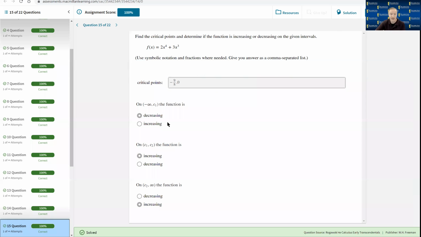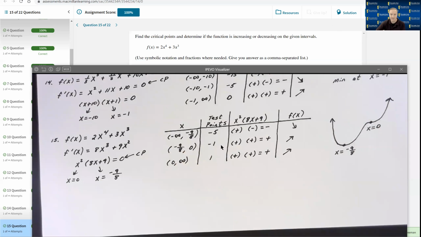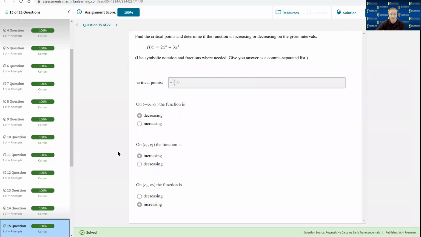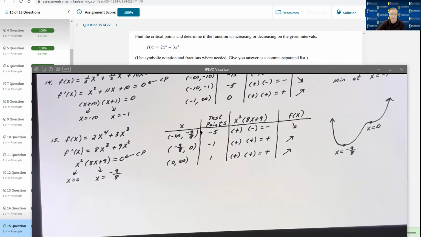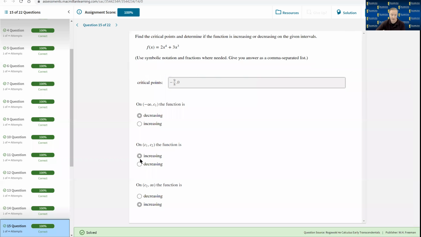Now, if I look at this question and all the things, notice they go back to having you list all critical points right there. And then it says on the interval from -infinity to C1, that just means your lowest critical point. So on the interval from -infinity to your lowest critical point, which mine was -9 over 8, I knew that my function was decreasing. And so I put that in there. Then it said on C1 to C2. So from your first critical point to your second critical point, that's this interval right here, it's increasing. That's what I had to put. And then from the second critical point to infinity, it was increasing again.